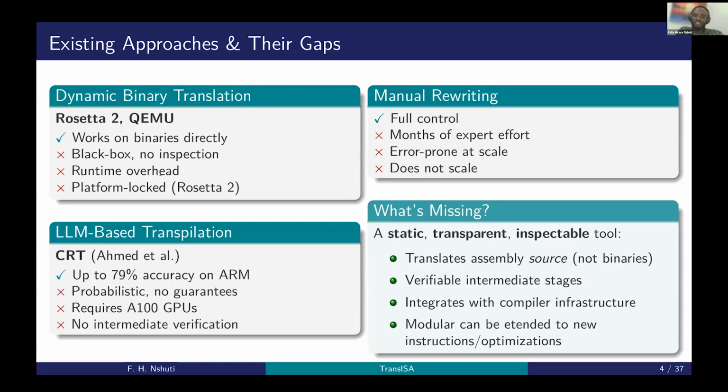What I've seen is missing is a static, transparent, and inspectable tool where, at every stage of translation, you can inspect whether you are getting the correct results for your intended application. It can also be modular, to extend support for existing instructions and add more optimization passes to improve the runtime and efficiency of the generated assembly code.